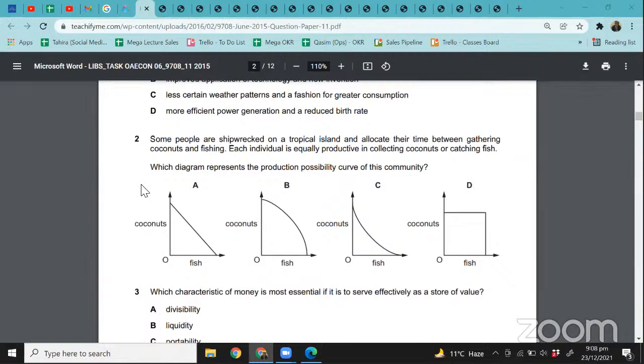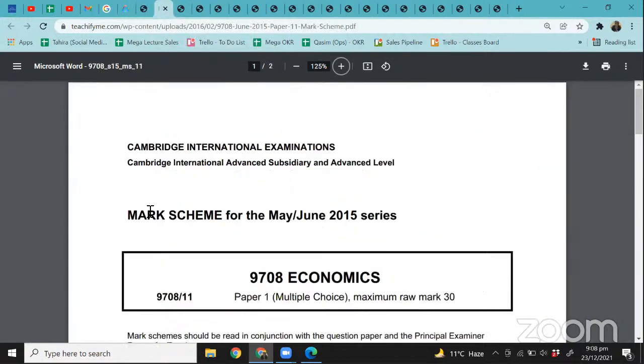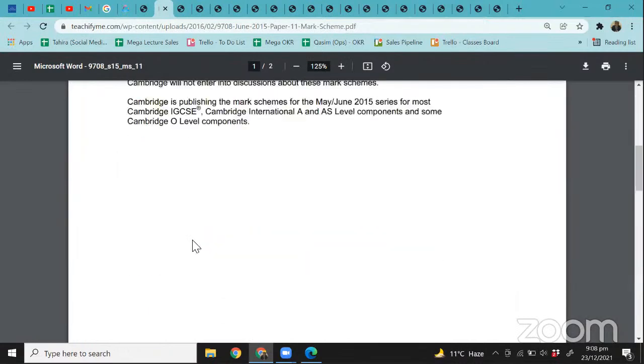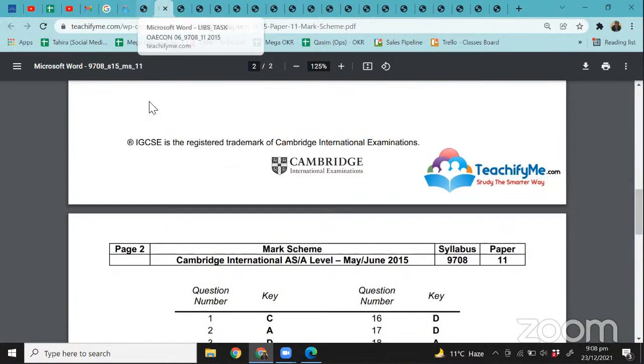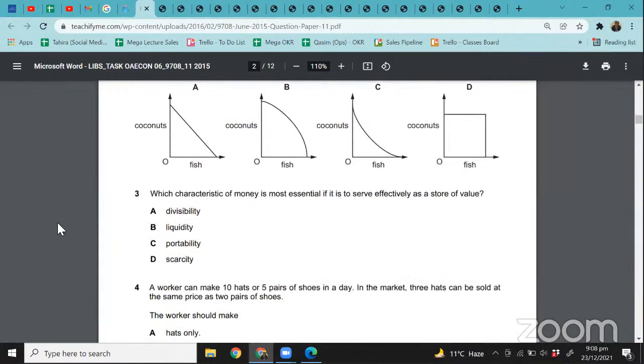Exactly. Excellent. It should be A, because I did tell you that when the production possibility curve is a straight downward sloping line, it means that the opportunity cost is constant. And secondly, it also means that the resources can easily be transferred between the two things. So if people are equally productive between catching fish and collecting coconuts, then it should be a straight downward sloping line. Right, we're good on this. So let's quickly check. One should be C and two should be A. Great.